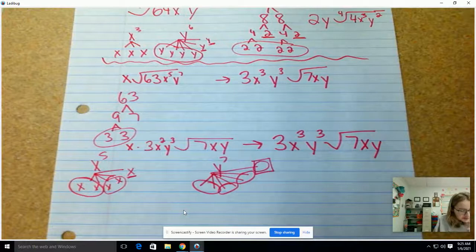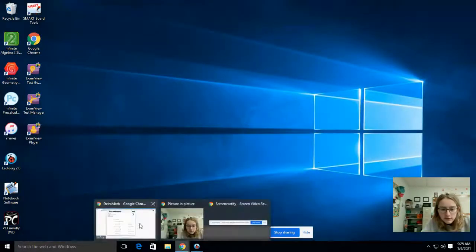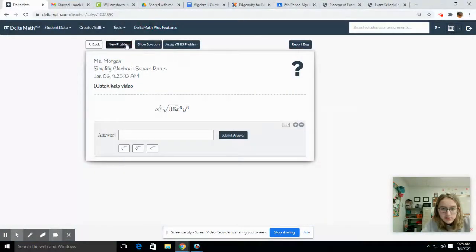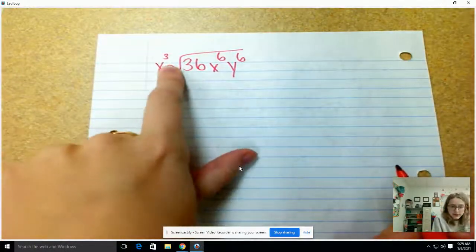Okay, let's do one more example straight from Delta Math. Delta Math, show question, new problem. All right, so we're going to have x cubed, the square root of 36, x to the 6th, y to the 6th. So this one's going to be a little bit easier because we can recognize that 36 is a perfect square, x sixth is evenly divisible by 2, and y sixth is evenly divisible by 2.